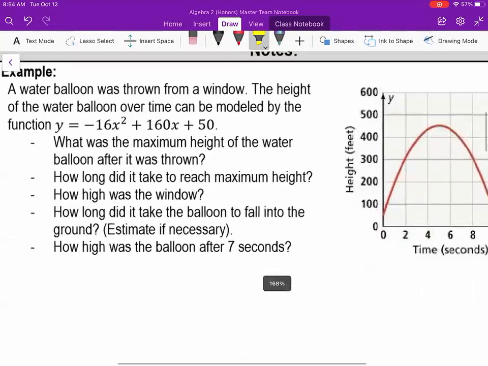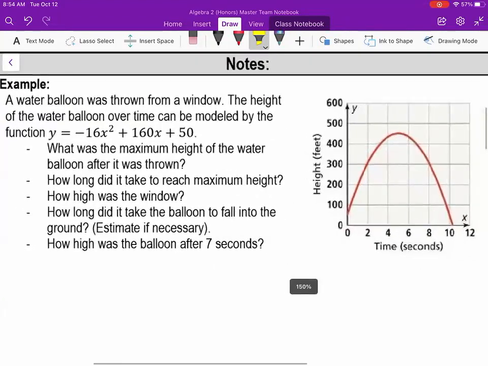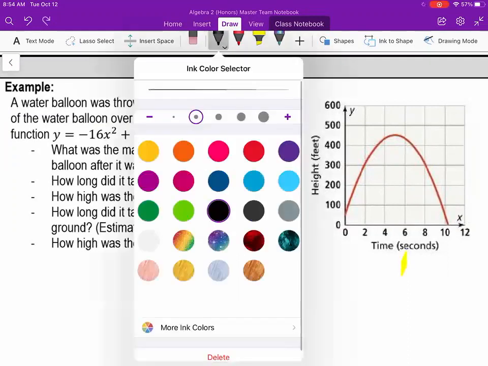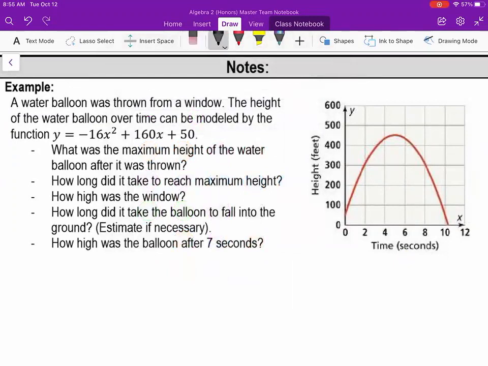Okay, so we got this example. A water balloon was thrown from a window. The height of the water balloon over time can be modeled by the function y equals negative 16x squared plus 160x plus 50. So we know that the input is time in seconds, and we know that the output, y, is height in feet. Okay, so we know that the graph is modeling that equation.